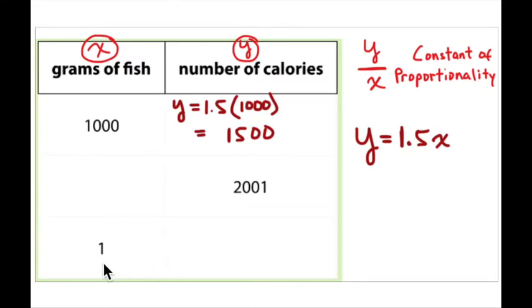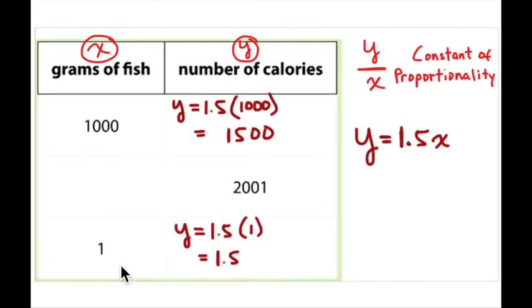But the last one, 1 times 1 1/2. So it's 1 1/2 times 1. So you have 1 gram of fish. How many calories do you have to add? 1 1/2 calories. 1 1/2 times 1 is 1 1/2.